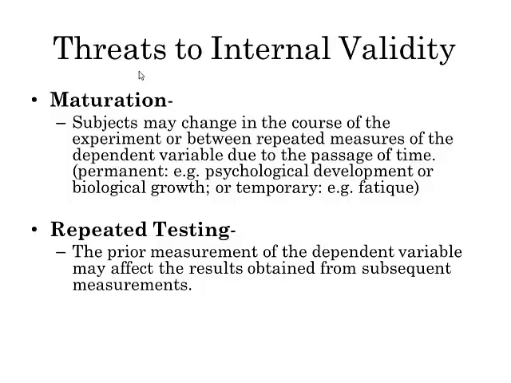Repeated testing is another threat to internal validity, and here the issue is that the prior measurement of the dependent variable using some instrument may affect the results obtained from subsequent measurements. The idea here is just the fact of taking the test or completing the instrument the first time affects the way you take it the second time. Maybe you do better because you have had some practice, or there are a variety of ways that the second measurement could be different.